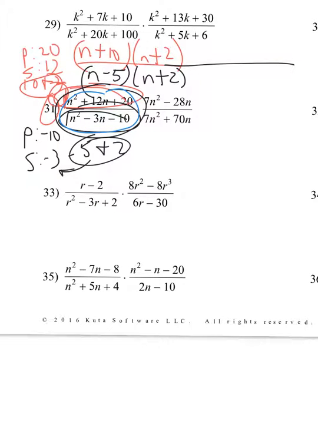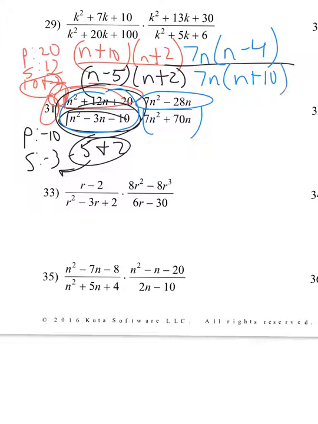Okay, now over here, if you look at the top, that's only a binomial, but I can take a 7n out. So I'm going to factor out a 7n, and I'm left with n minus 4. Down on the bottom, I can take a 7n out. I'm left with n plus 10. Factoring out a greatest common factor.